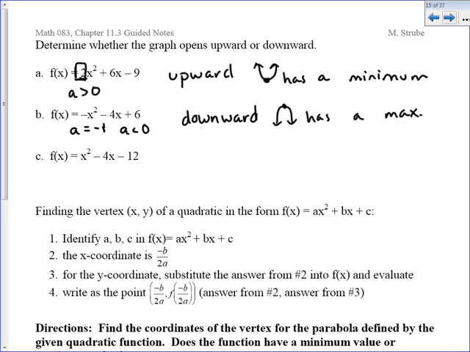And then C, is that one open upward or downward? Upward, yeah. A is 1, which means it's positive. So it opens upward. Does it have a max or min? Minimum. Every parabola that opens upward has a minimum. So if you just look at a quadratic equation, you can tell me if it has a maximum or minimum based on whether it opens upward or downward.